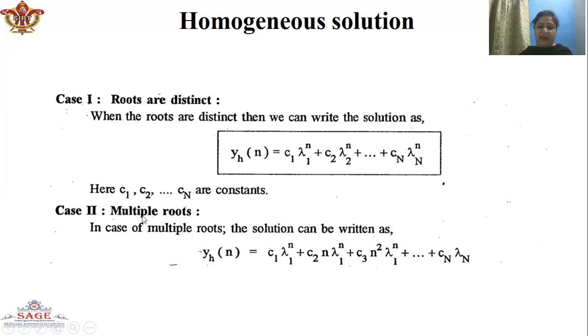Now, if we have the case of multiple roots, the equation can be written as C1 lambda 1 raised to power n, C2 n lambda 1 raised to power n, C3 n square lambda 1 raised to power n, plus till Cn n^(N-1) lambda 1 raised to power n. Because we have multiple roots here, we have added n, n square to subsequent terms so that terms are not repeated.